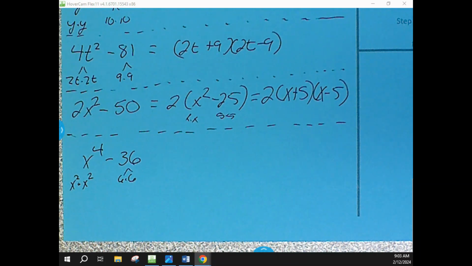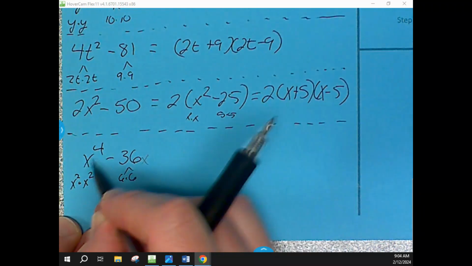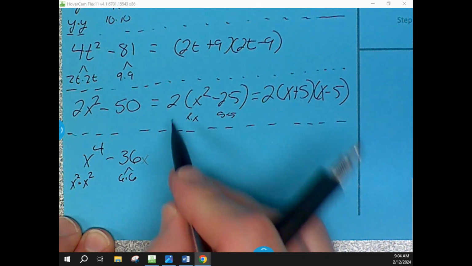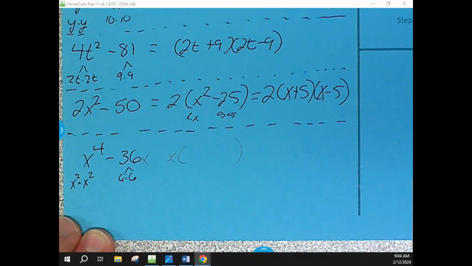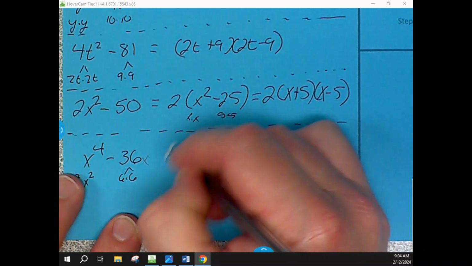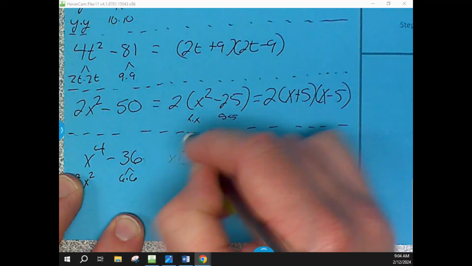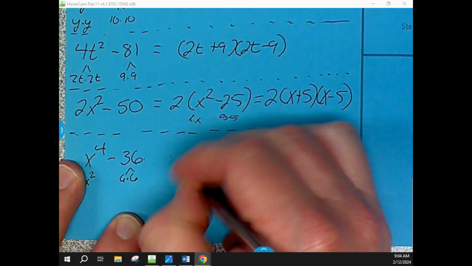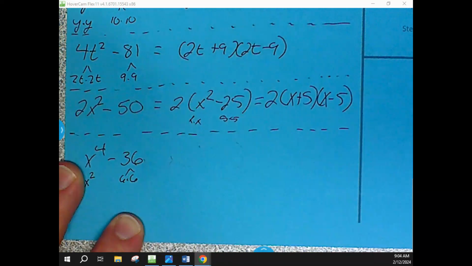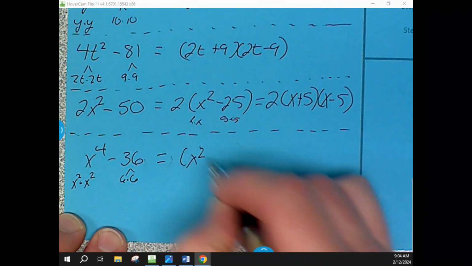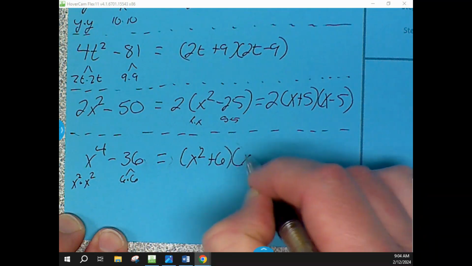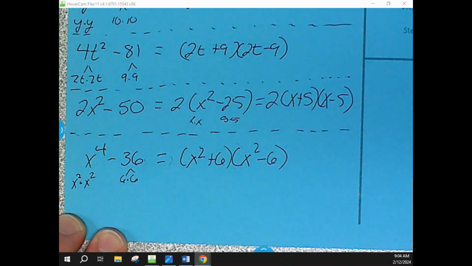Question here. If it happened to be an odd number, you'd probably have another x over here. So if you had like x to the 5th and x on this one, then you could take out a greatest common factor and just put an x out here. So it's possible it could be that way. Probably on those, I don't know that you would see any like that where they're not already x to the 4th or x to the 6th or something like that. Okay, so if we do that, we've got x squared plus 6, and then x squared minus 6.